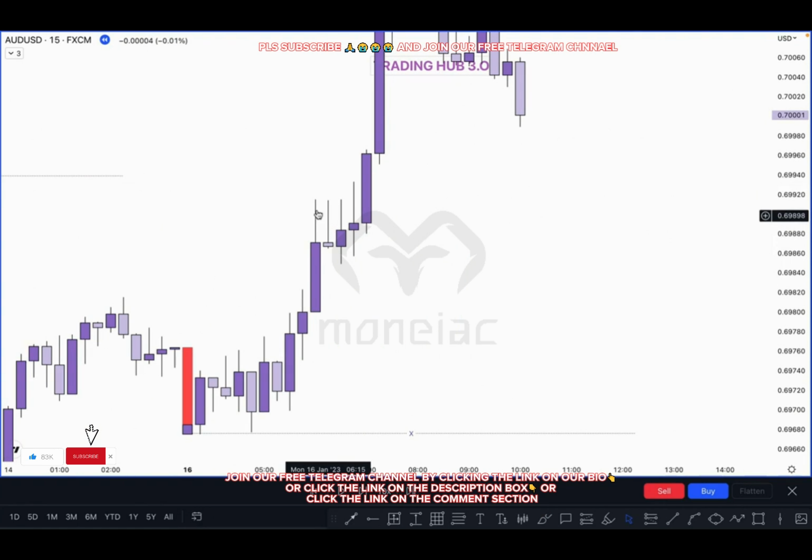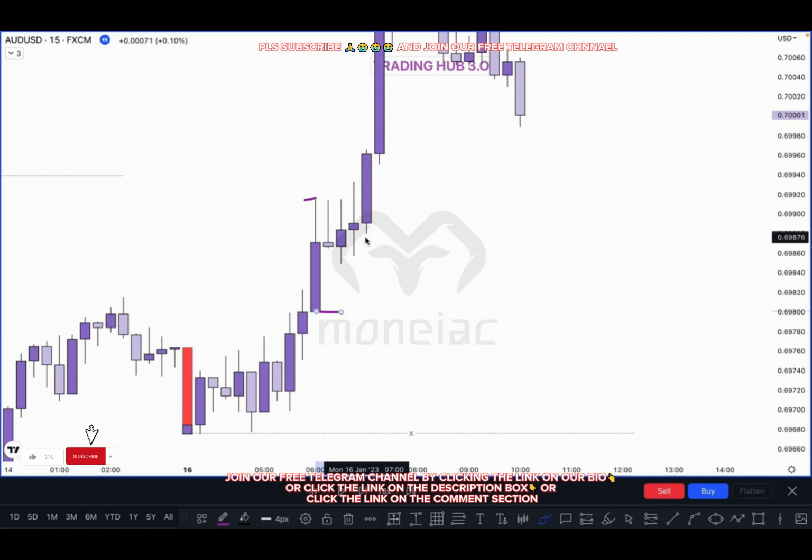As you can see here, this candle high is not broken by the next candle, and this candle breaks the previous candle low. This is an inside bar. If this candle breaks the previous candle high, then this becomes our valid pullback. In this case, this candle's high and low both are protected here.